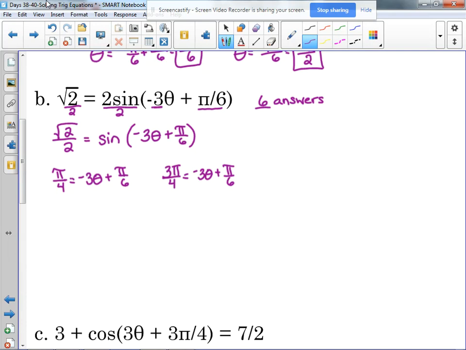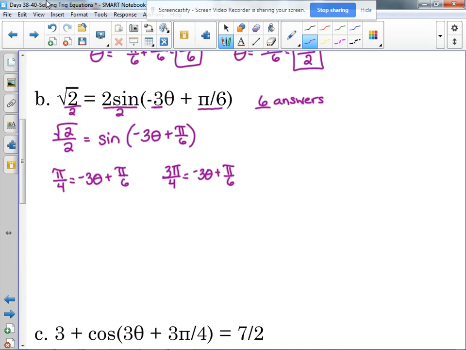So that's only 2 answers. I'm supposed to have 6. Here's where the other 4 come from. We are going to find coterminal angles for pi over 4 and 3 pi over 4. We're going to find 2 each. So that will give us the extra 4.